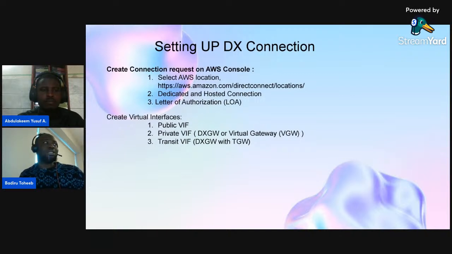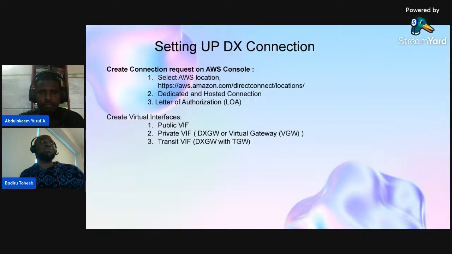As I said earlier, your DX connection is going to run 802.1Q IEEE trunking. So you are going to have the option to send your traffic over VLANs. Over each VLAN, you can create something called a virtual interface. There are basically 3 types of virtual interface that you can create: a public, a private, and a transit virtual interface.